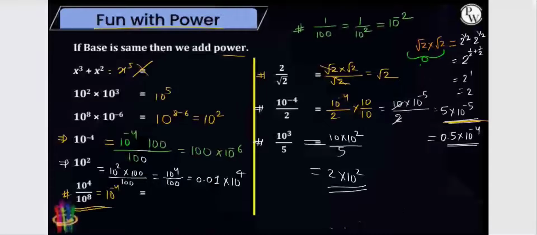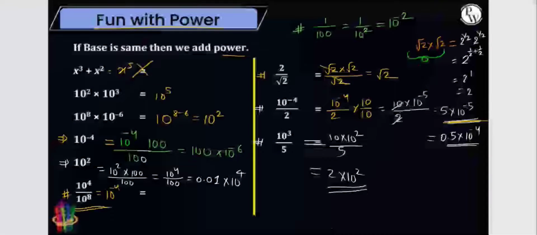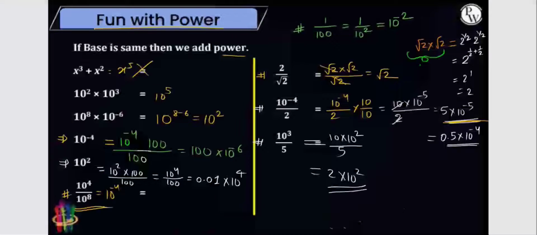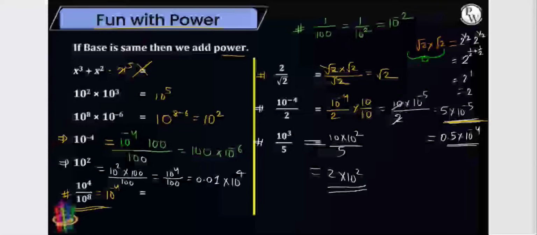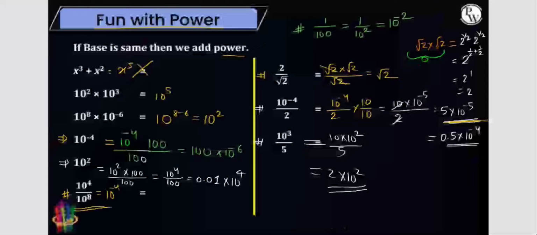All right, now here 2 root 2 divided by root 2, the answer has to be 2. In the same way, the next question is 10 to the power minus 4 divided by 2, the answer can be 5 into 10 to the power minus 5, or it can be 0.5 into 10 to the power minus 4, depending on the need. Alright, 10 to the power 3 divided by 5, it has to be 2 into 10 to the power 2. It's a very simple calculation.